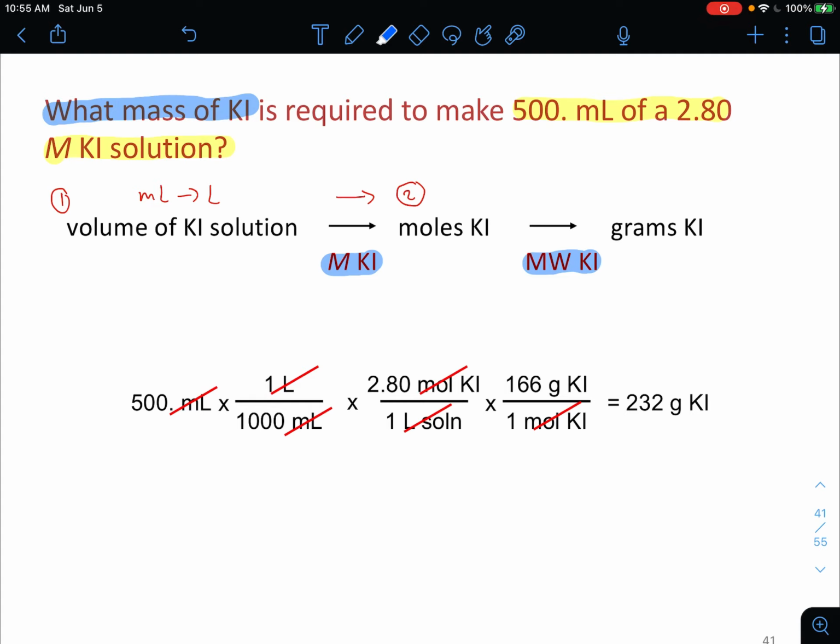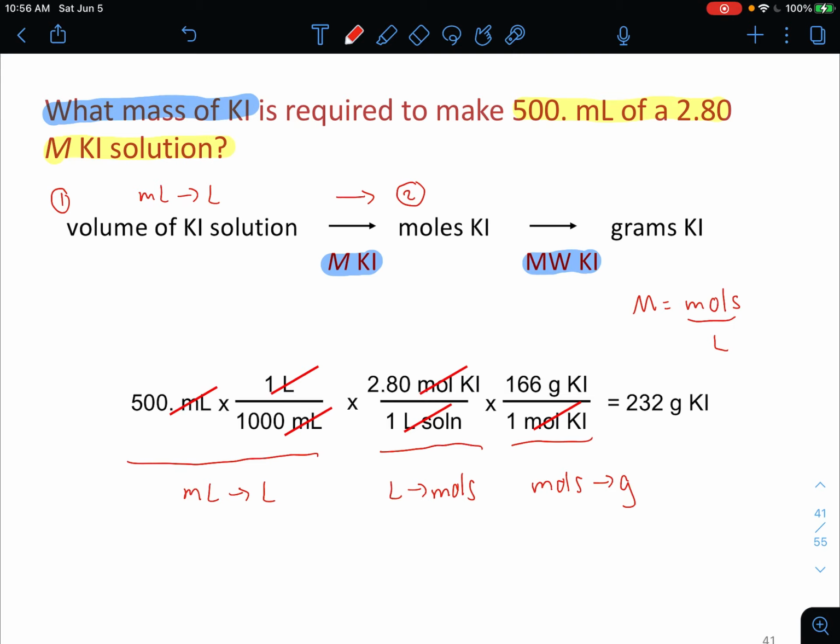So that's what you see in our example down here. In step 1, we're converting milliliters to liters. And then in step 2, it's liters to moles. And then in step 3, it's moles to grams. So remember, molarity is moles per liter. So if I multiply a value in molarity by a volume in liters, that'll just leave me with moles.